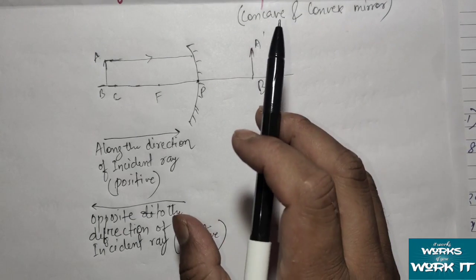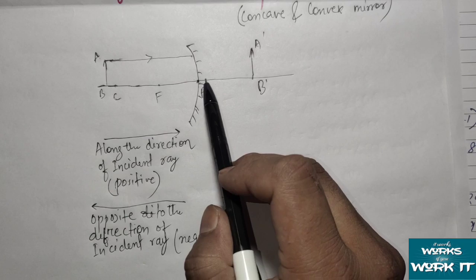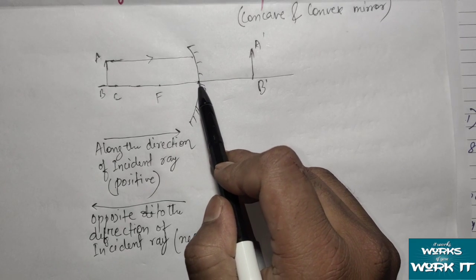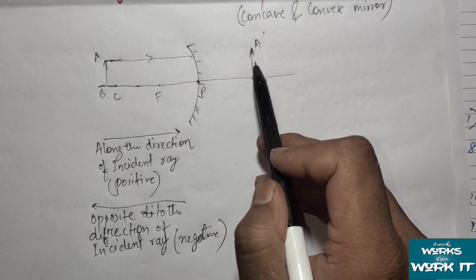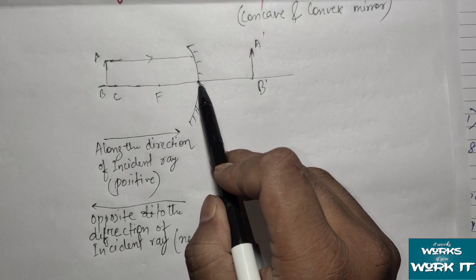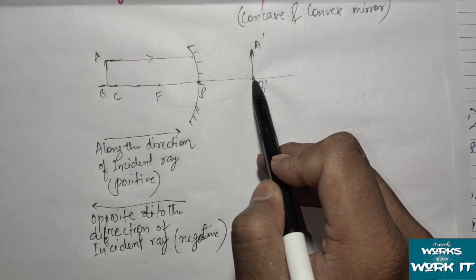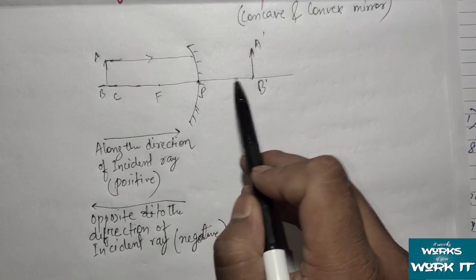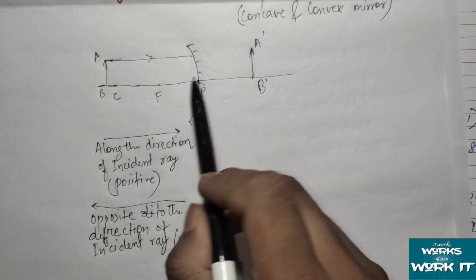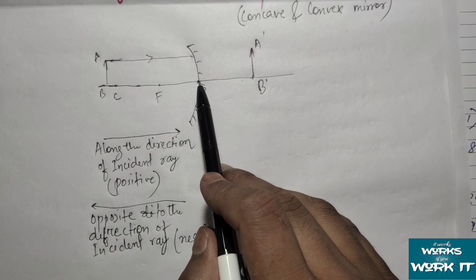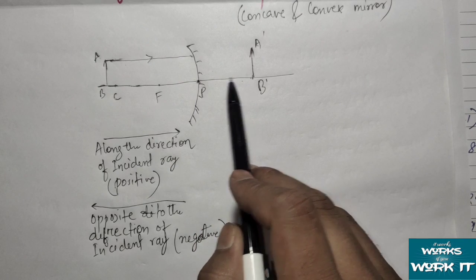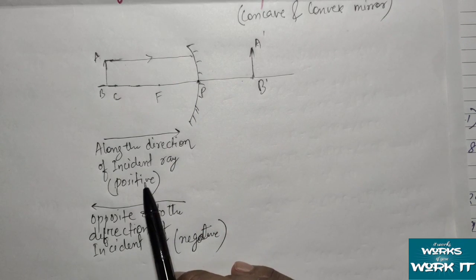So what our first rule is telling us is that we have to measure anything from the pole. If I have to measure the distance of the image, it should be measured from the pole to the image. And what will be our direction of measuring? It will be along the direction of the incident light rays.